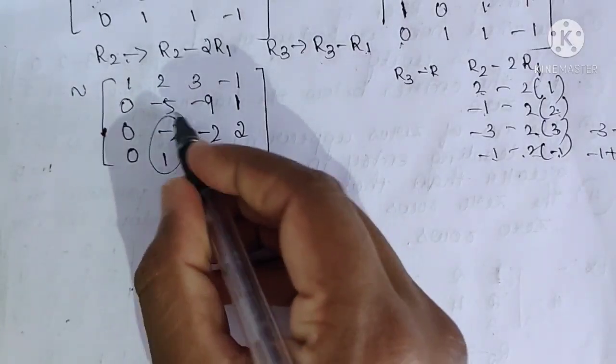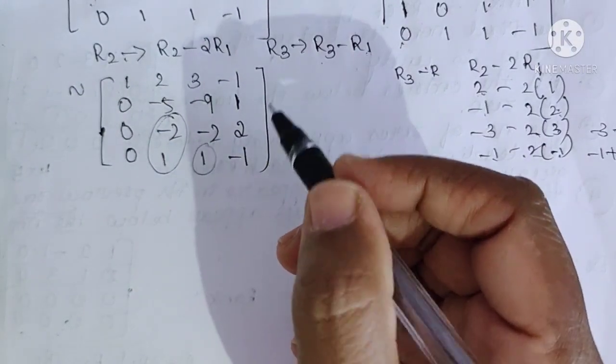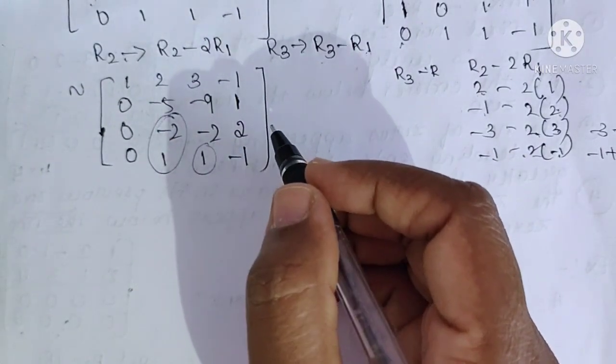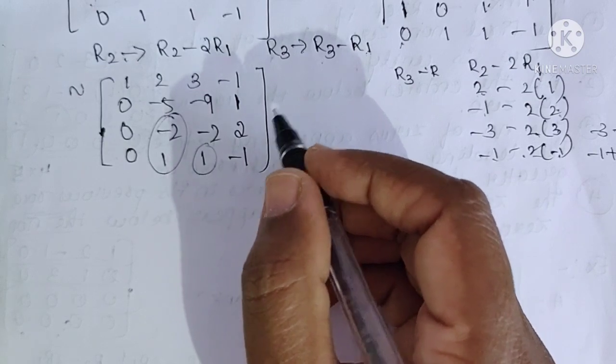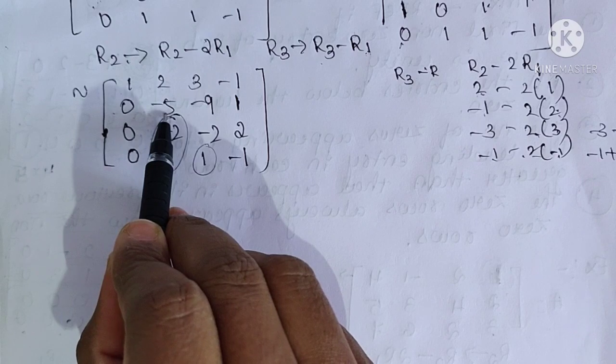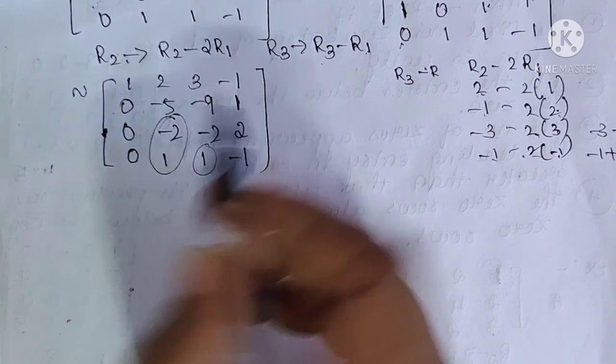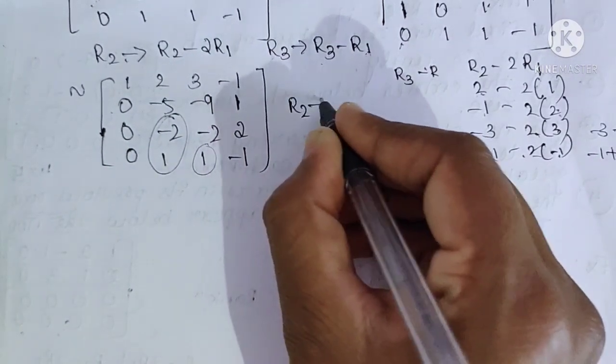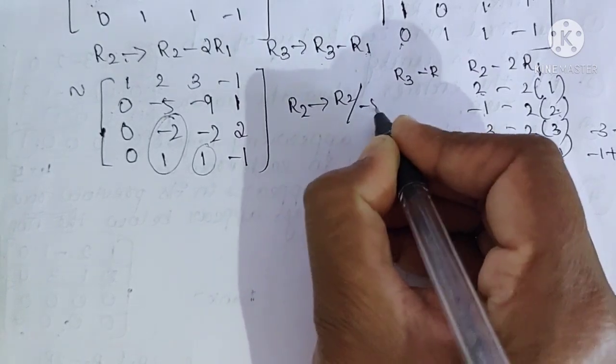Okay, now again we have to make these two elements 0. For that you have to apply row transformation again. Before applying row transformation we have to make the second row's first non-zero element equal to 1. For that you have to divide the second row by minus 5.